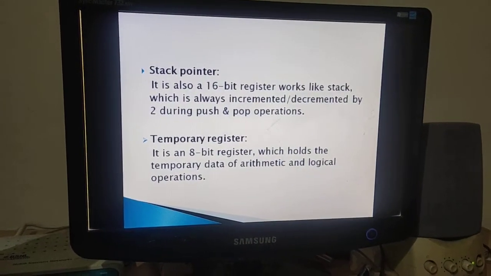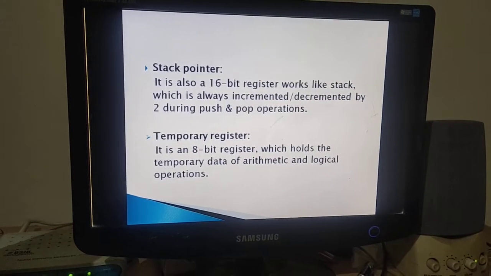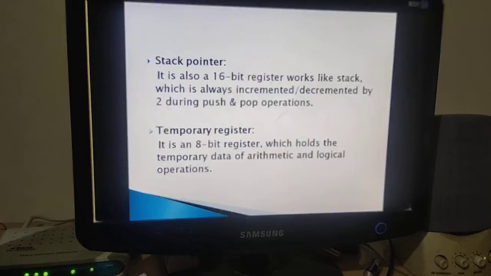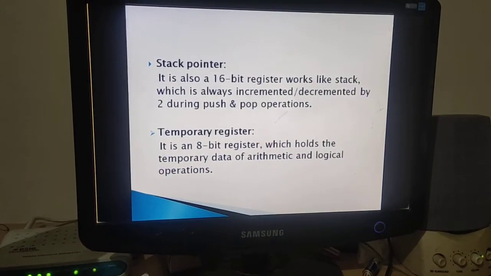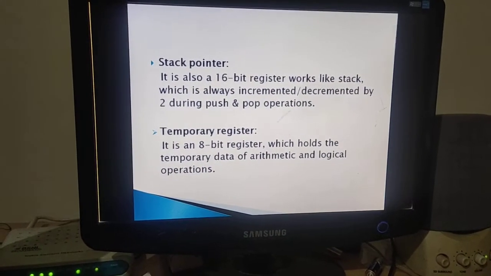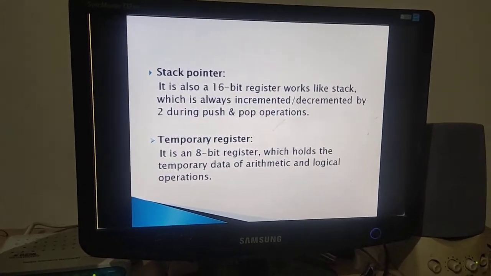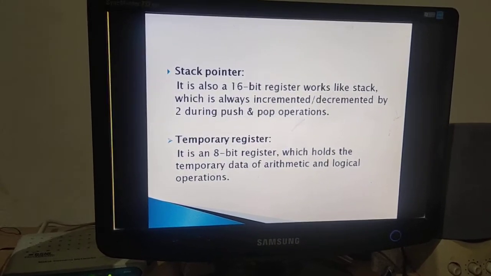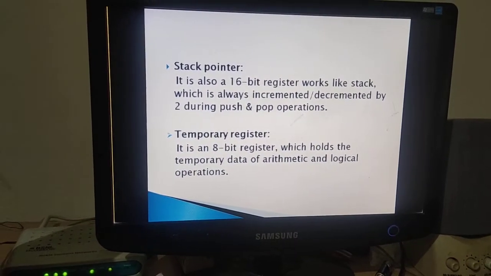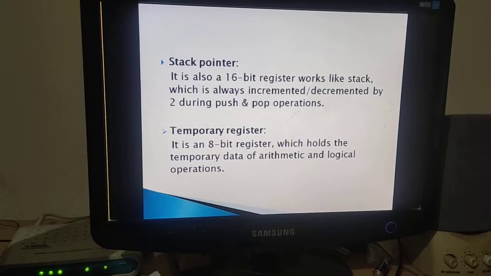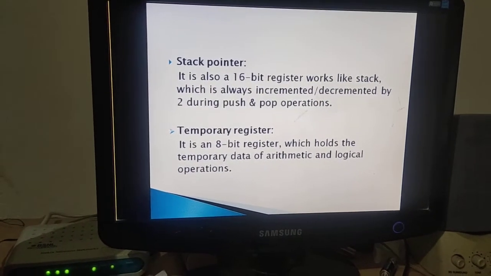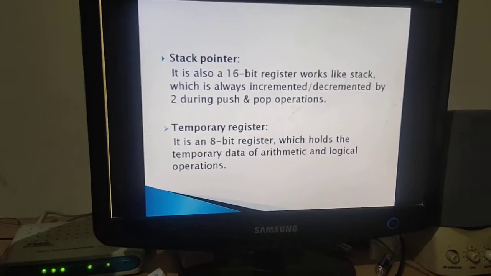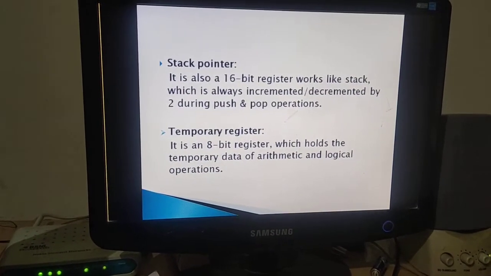Stack pointer: it is also a 16-bit register which works like a stack, which comprises push and pop operations, which are incremented or decremented by 2. A very good example I can take is popcorn. You put the popcorn in the oven or whatever, and the last corn that is put in will be popped out first. It's like last in, first out.